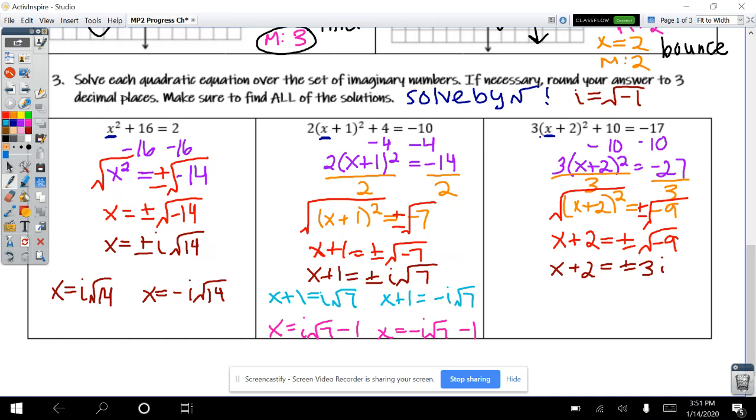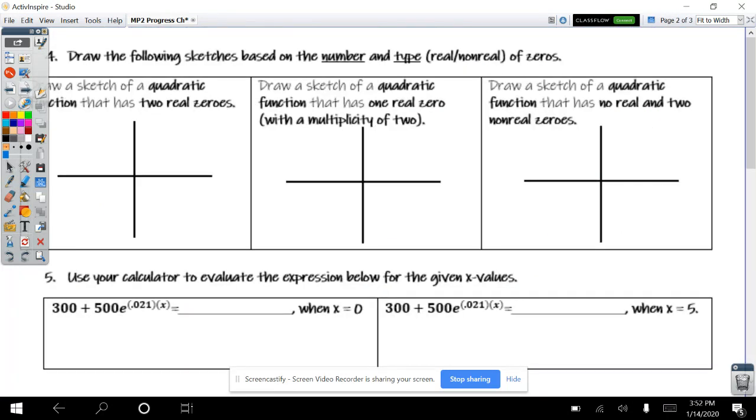Now I set up my two separate equations. x plus 2 equals positive 3i, and x plus 2 equals negative 3i. And then I subtract 2 from both sides, and I'm left with x equals 3i minus 2, and x equals negative 3i minus 2. Okay, great. Let's go on to the next page.